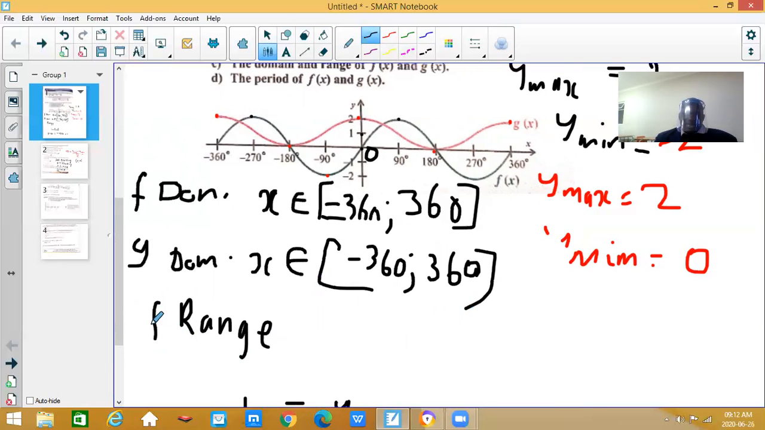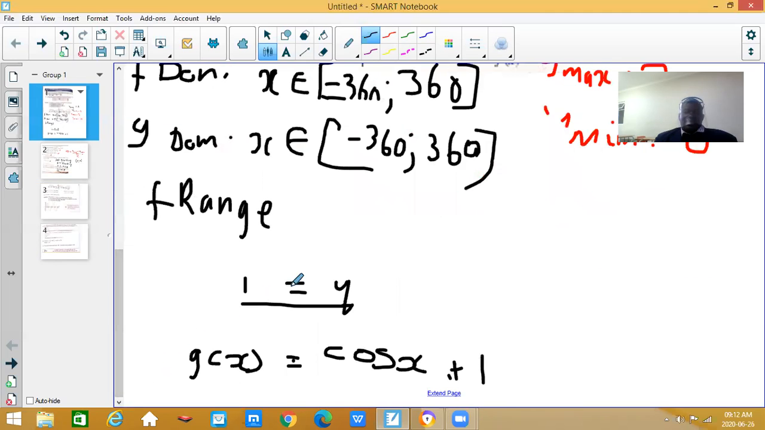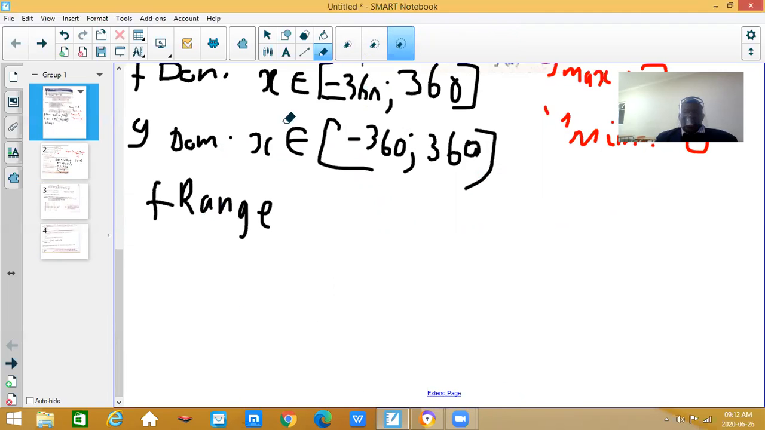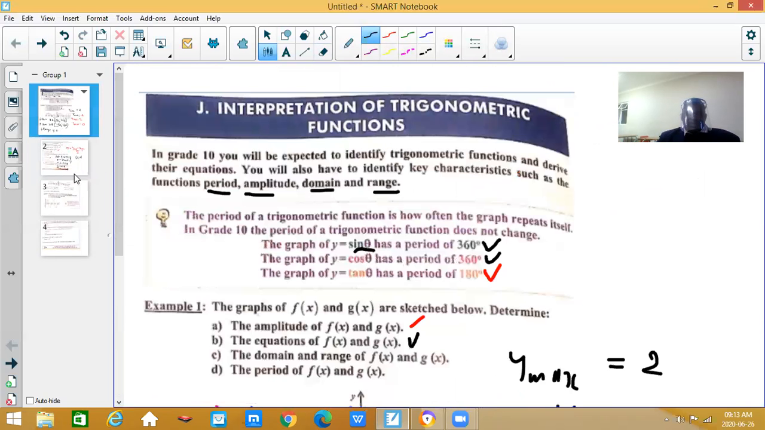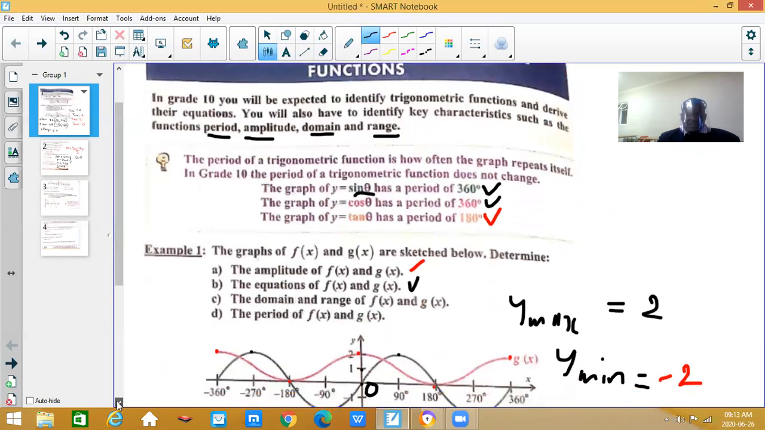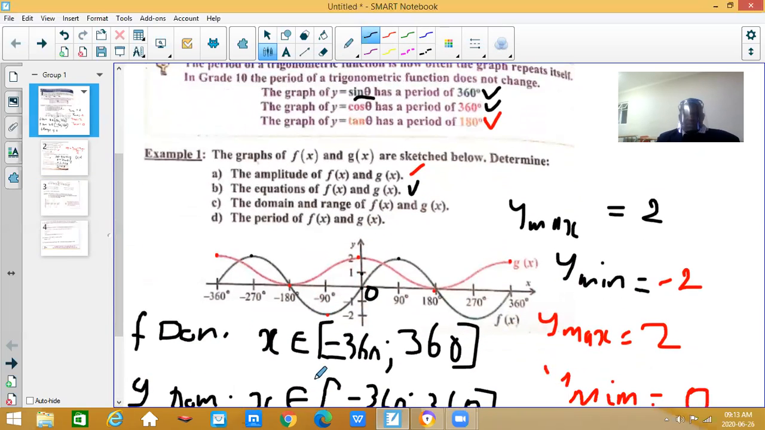Now, when we want to look at the range, the range of f. When we are talking of the range, we are talking about the y values. When you talk about the range, these are the y values. So, meaning to say, from this graph that we have, we want to look at the range of f. On the range, you are looking at the minimum and the maximum.